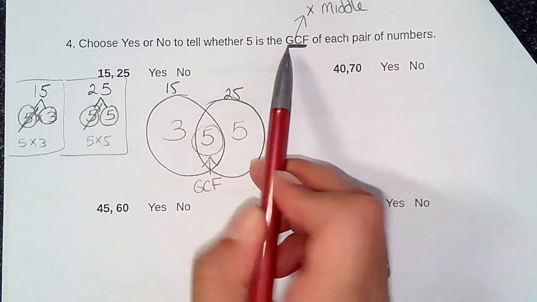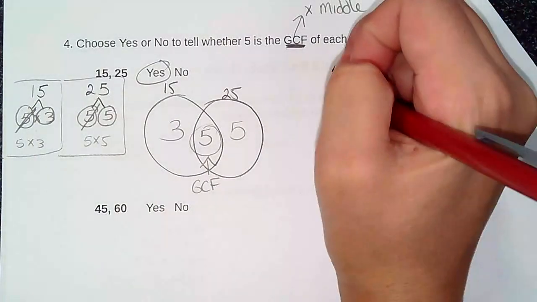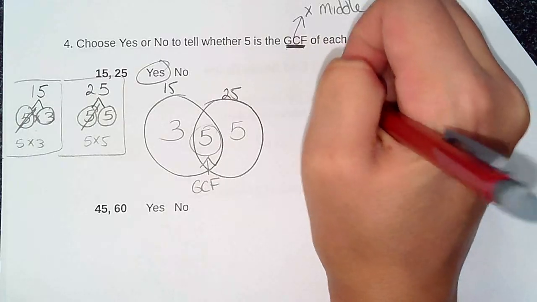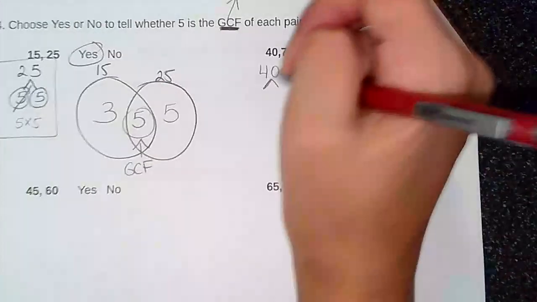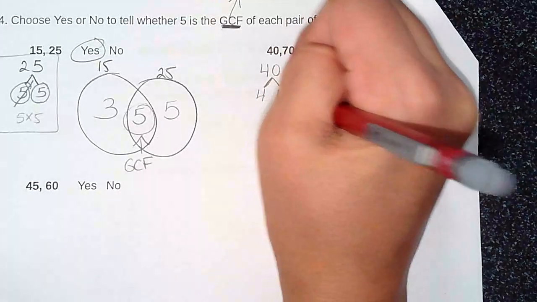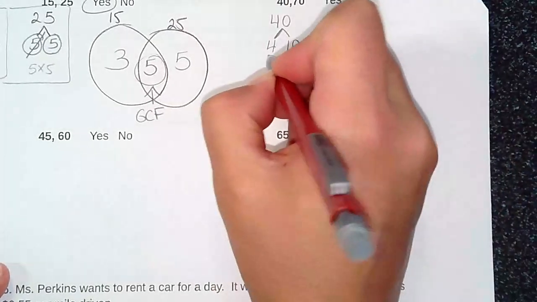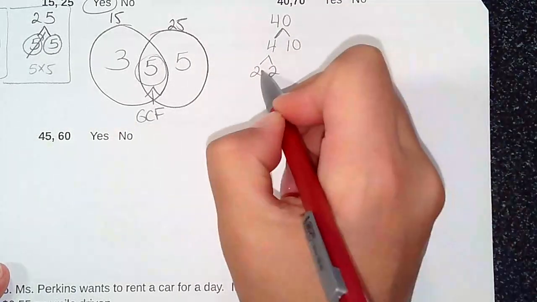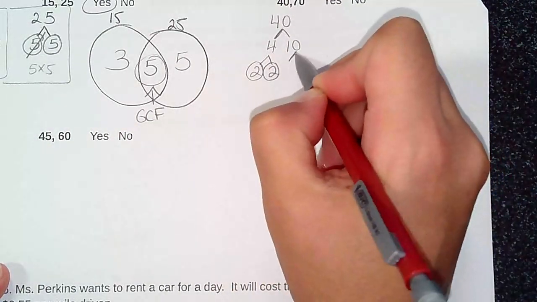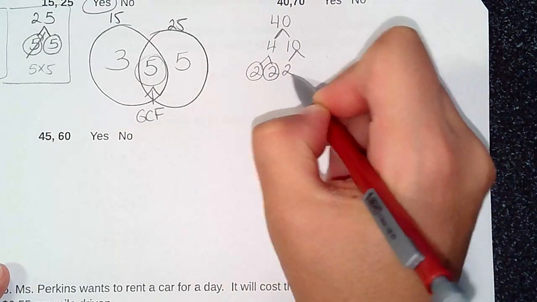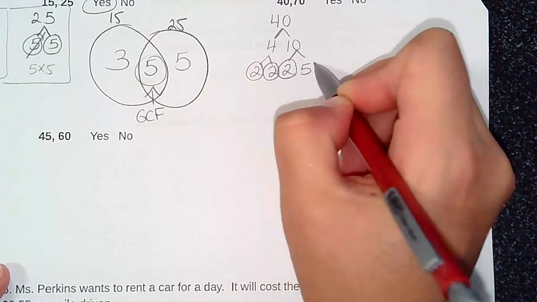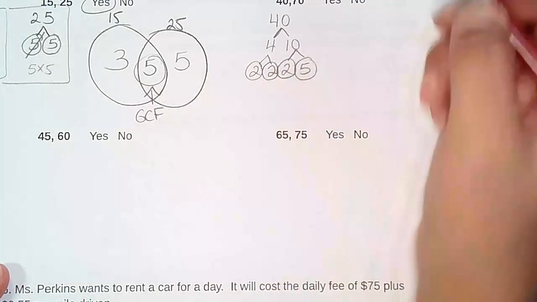So is 5 the GCF? Yes. I'm circling yes. 40. Okay. I know 40 is 4 times 10. 4 is not prime, so I need to break it down. 2 times 2. 2 is prime, so I circle it. 10 is not. Break it down. 2 times 5. 2 is prime. 5 is prime.